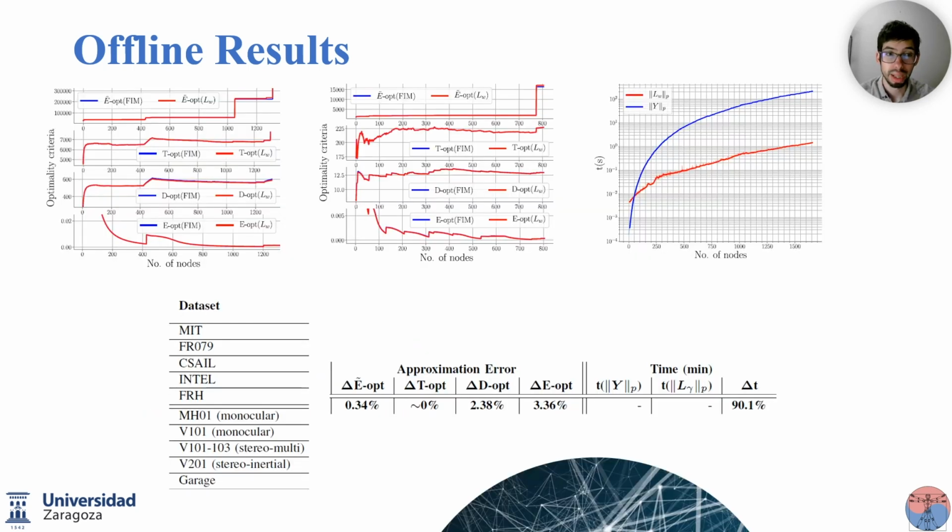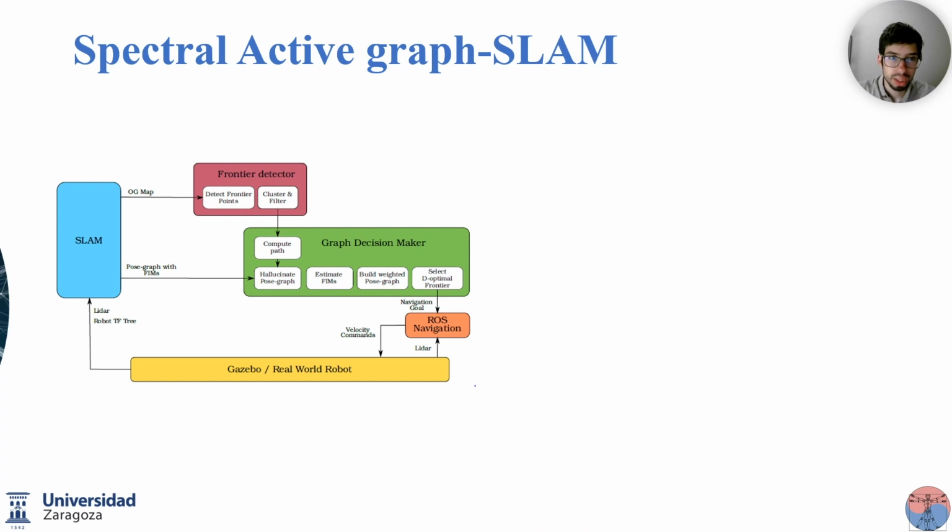We've also tested the case of variable uncertainty in which the approximation relationships hold. We evaluated several datasets, obtaining approximation errors below 3%. More interestingly, the trend of optimality criteria was always maintained over time, and computations required only 10% of the time the traditional method would. We decided to bring this closer to reality by implementing a comprehensive active SLAM system that builds upon the previous theoretical results.